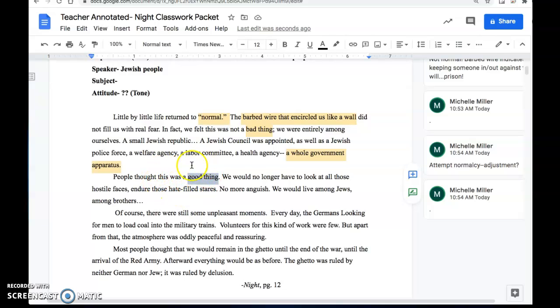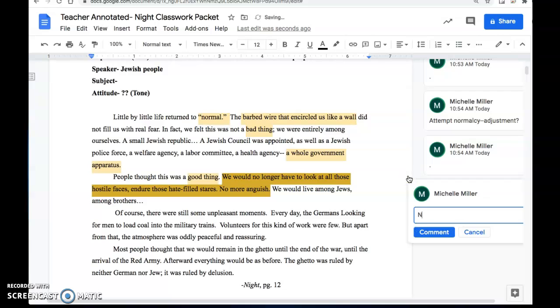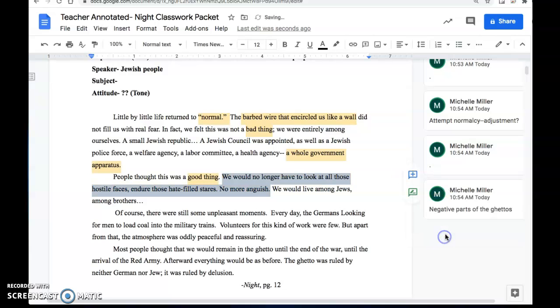So here they are saying that the camp is a good thing, and then they lay out all of these very negative traits or negative parts of the ghetto. So they're like, yeah, the ghettos are actually a good thing. We really like them. You know why we like them? Because we don't have to look at those people that absolutely despise us for no reason.